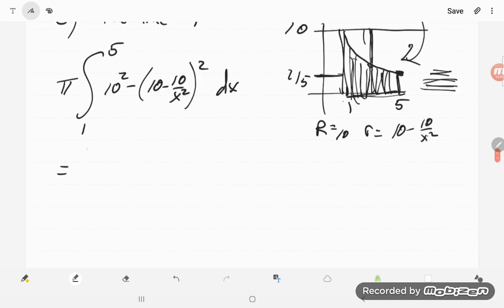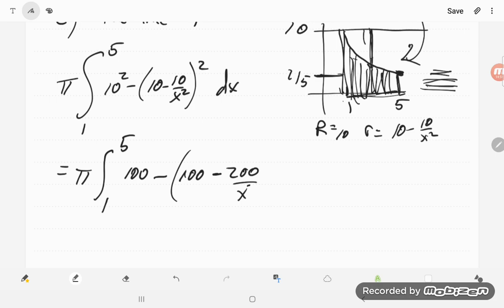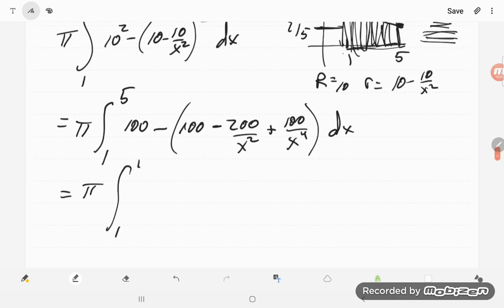Okay, now we have this integral, so I have pi, 1 to 5, have my 100 there, minus. Squaring this, I get 100, so that's nice. Those are going to cancel. Then I get a minus. Now I get 10 times the 10 over x squared, and then times 2, so I get 200 over x squared, and then plus 100 over x to the 4th. And that's everything, dx.